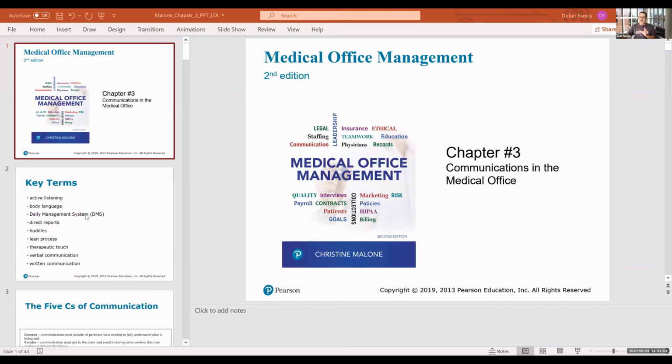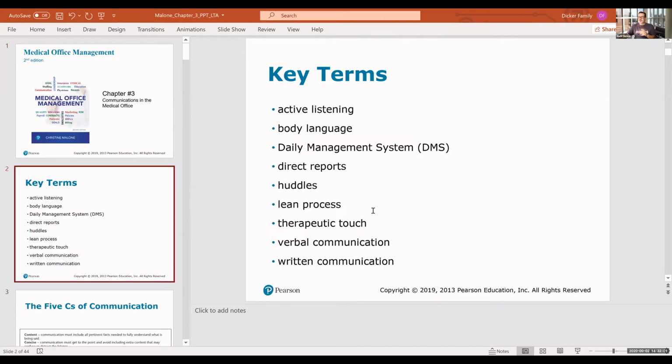I'm going to spend a little bit of time going over some of the key points. I am going to skip some of the things in your PowerPoint presentation, but I want to try to touch on some of the real key aspects of this chapter. Okay, so let's take a look at your PowerPoint here. Some of the key terms, of course, active listening, body language. These are key terms in this chapter.